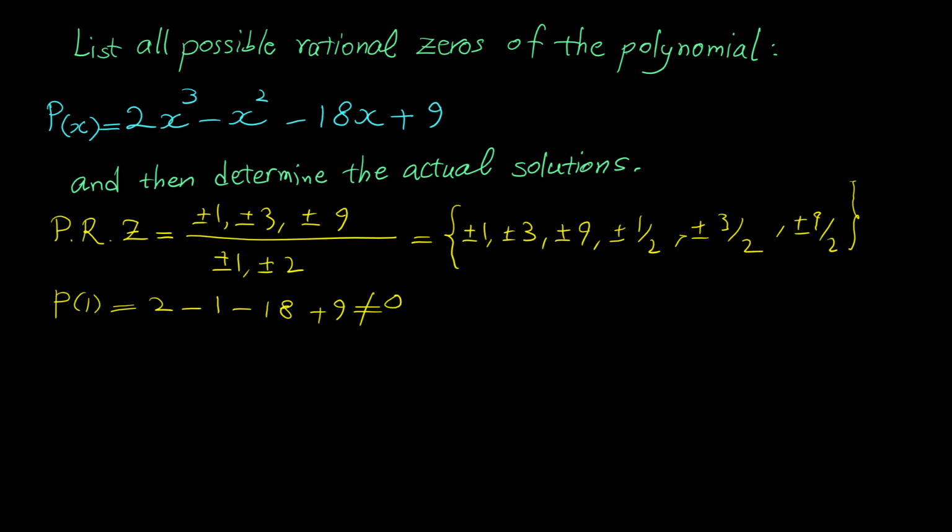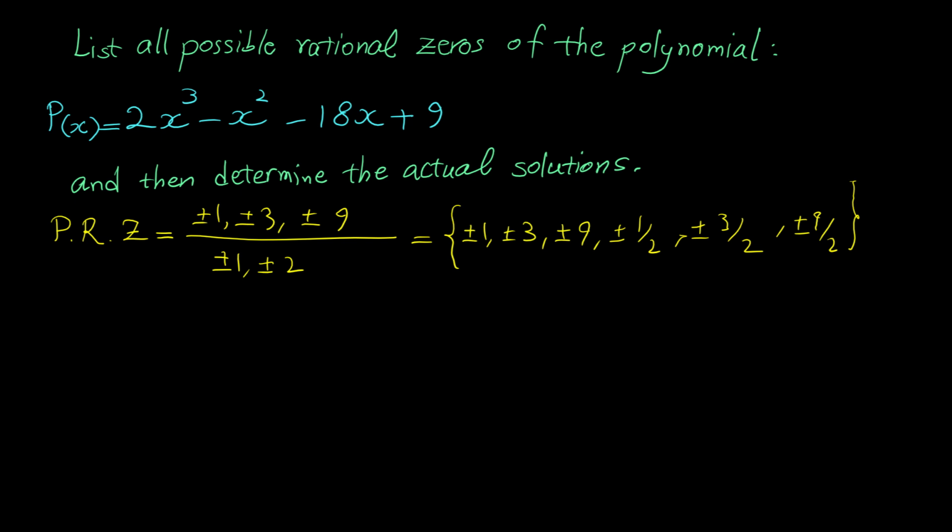So we know that because p of 1 is not 0, 1 is not an actual solution. It was a possible solution, a possible 0, but now we know that 1 is not an actual solution. So x minus 1 is not a factor for this polynomial. And we know this based on the factor theorem. Let me erase this from here because I don't need it anymore.